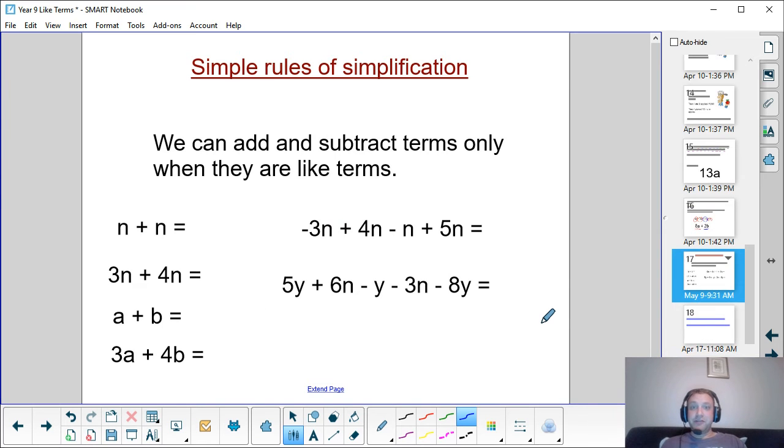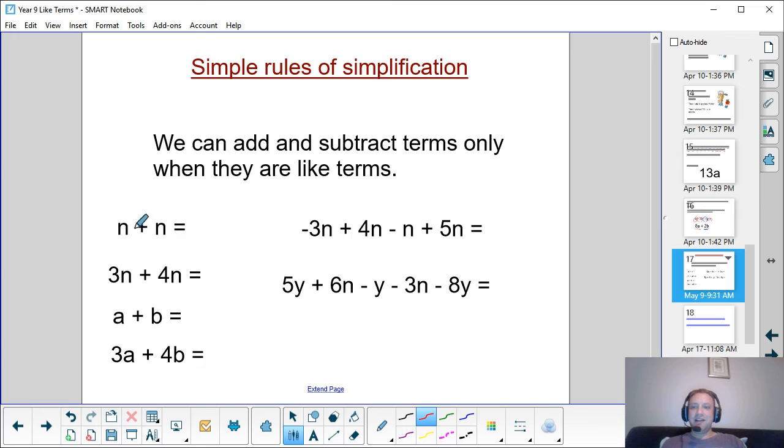So what I would encourage all of you to do now is to get this slide here, everything that's in this particular screen, and this should be added to your glossary underneath all of your other glossary terms. This is usually what we put in there just to remind you guys of what you can do with like terms and adding and subtracting when it comes time to do a test on this. So we can add and subtract terms only when they're like terms. Okay, so let's just quickly run through these examples so you can put them in your glossary as well.